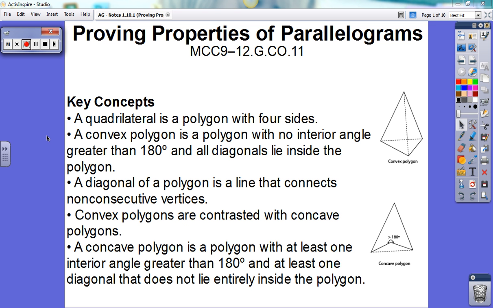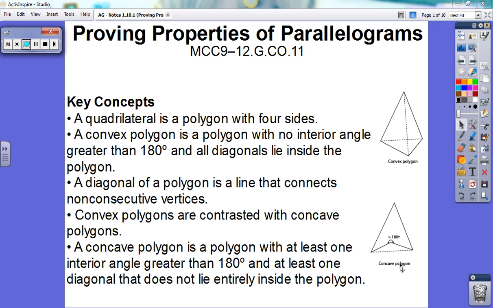And something that we haven't previously looked at is the difference between a convex and a concave polygon. A convex polygon does not have an interior angle greater than 180. So if you look at my convex polygon, none of my angles are greater than 180. But with a concave, look at this right here, this angle is greater than 180. So that's one of the differences between the two.